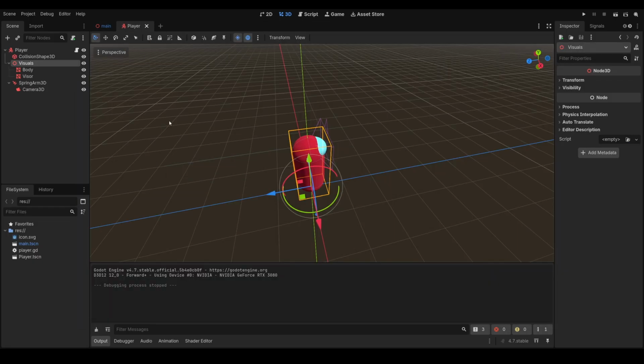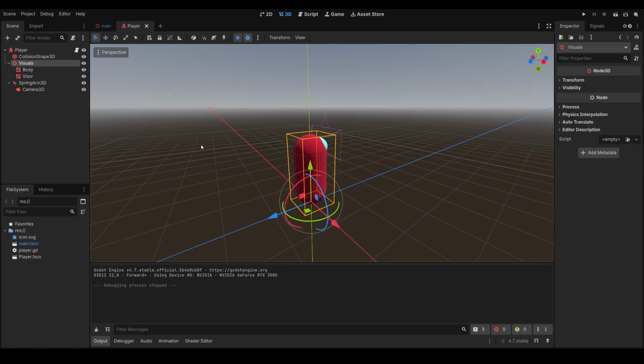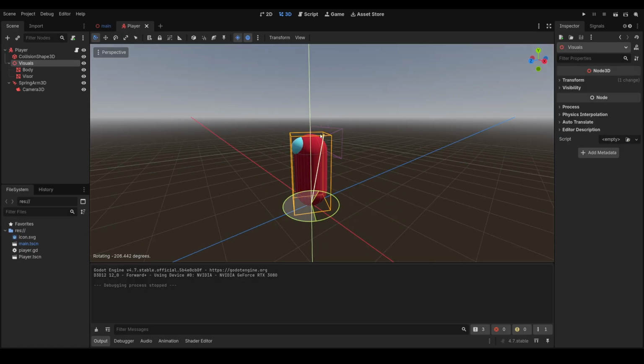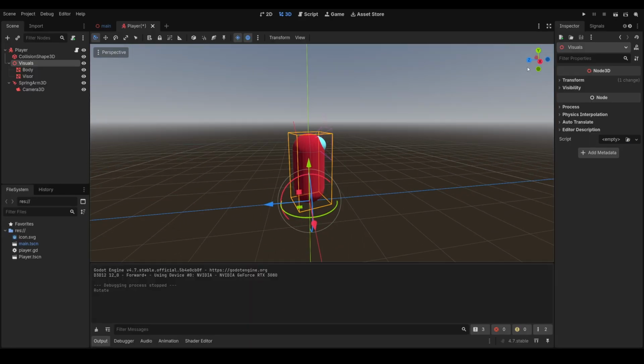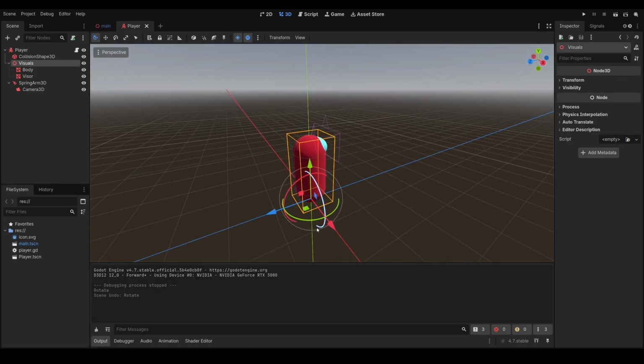And the way we can do that is, remember we have this visuals node, which has our body and our visor. We can rotate this node around its y-axis, which is the vertical axis. You can see it on the gizmo up here. And if you imagine y stands for yaw, that's a good way to memorize which axis we want to use.